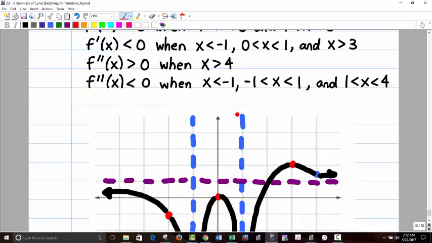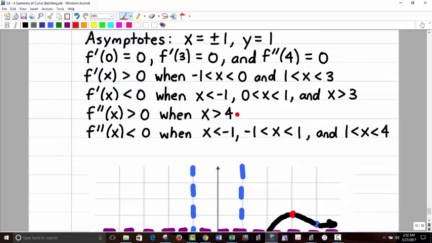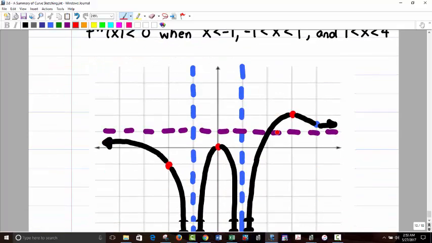And now let's look to the right of 1. From 1 to 3, the derivative is positive, so the graph goes up. But then greater than 3, it goes back down. So it increases and decreases. F prime of 3 is 0. So it goes up and then goes down. Now this part's kind of tricky here.